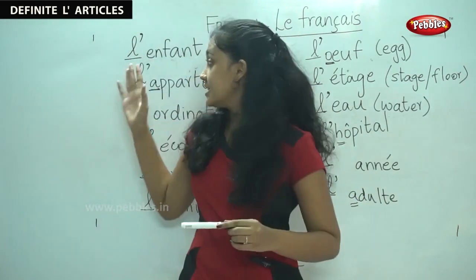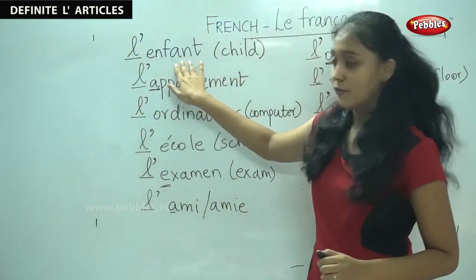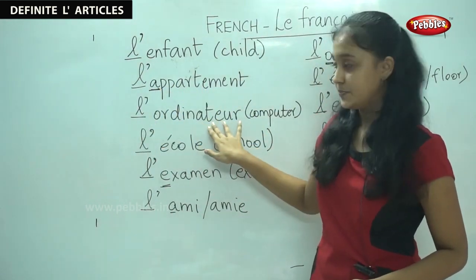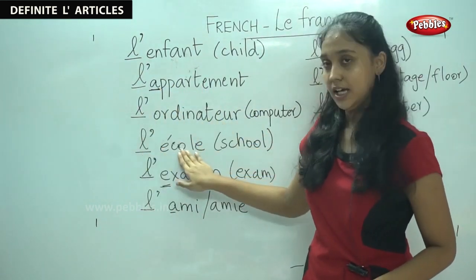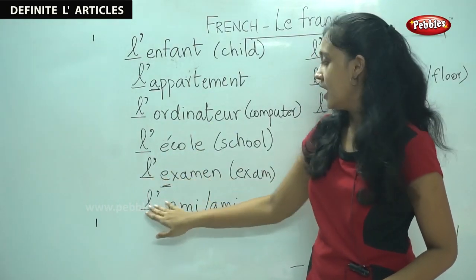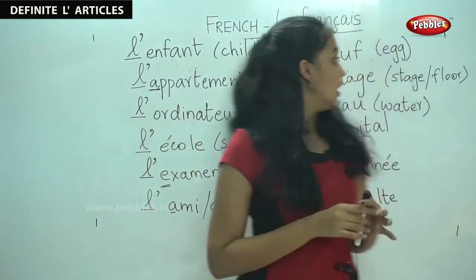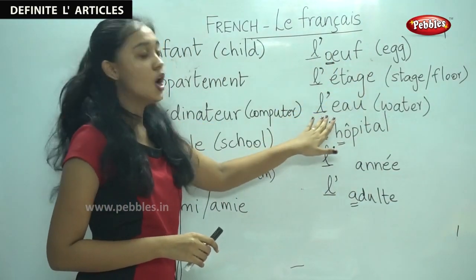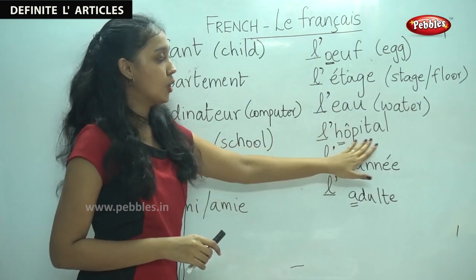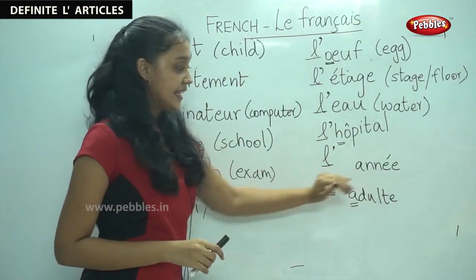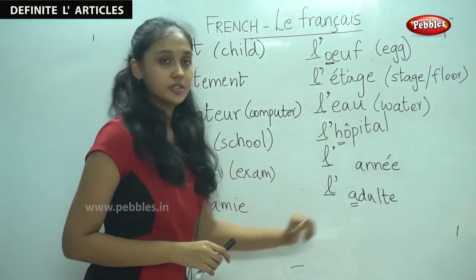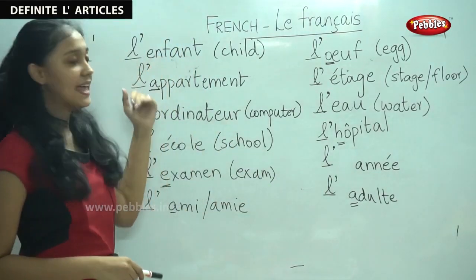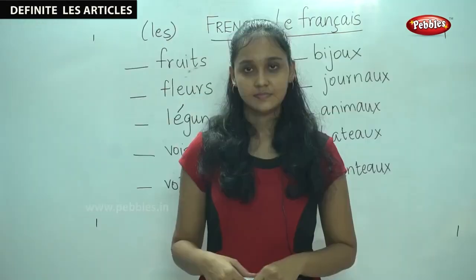So, let us go over this once again. L'enfant, l'appartement, l'ordinateur, l'école, l'examen, l'ami, l'offre. La tâche, l'eau, l'hôpital, l'année, and l'adulte. I hope you understood the words where we use L apostrophe before them.